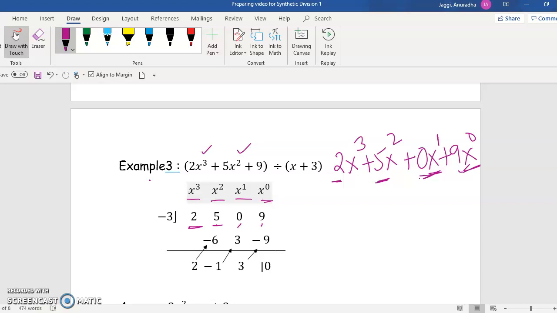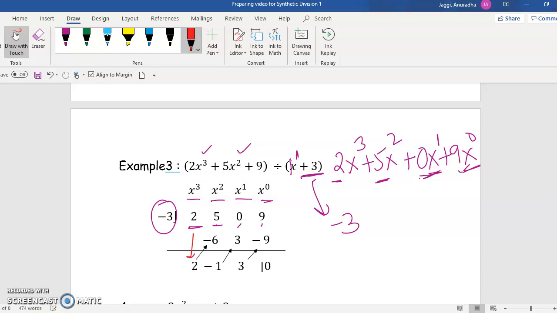Okay, let's talk about the divisor. Is it ready for synthetic division? Yes, it is a linear divisor, power 1, and the coefficient of x is also 1. So it is ready. So what do we do? We look at this number. It's a positive 3. We write down the opposite of it, and that is what we start dividing with. Okay, so let's start the procedure.